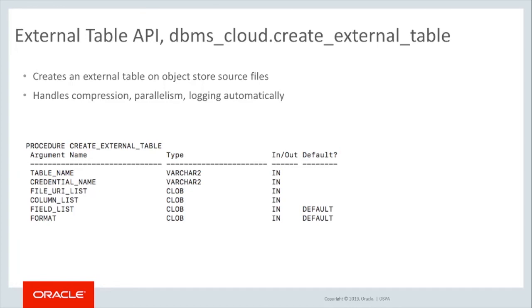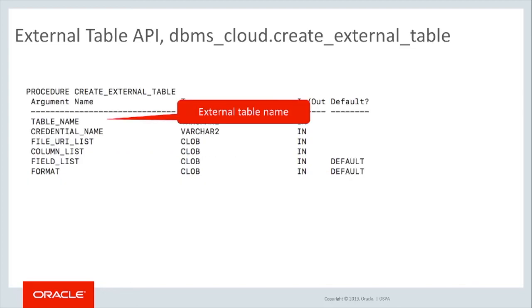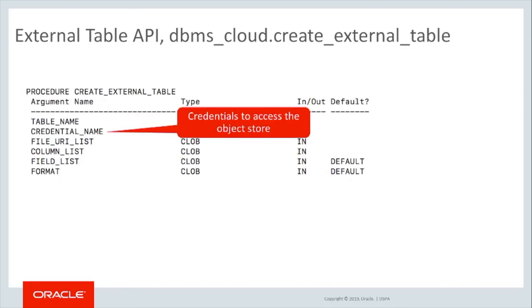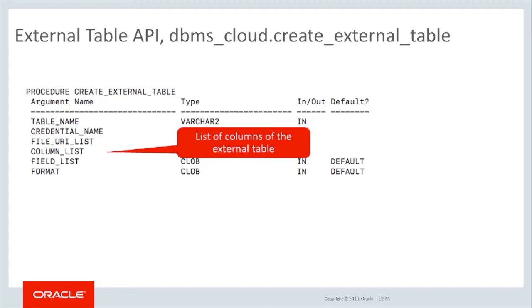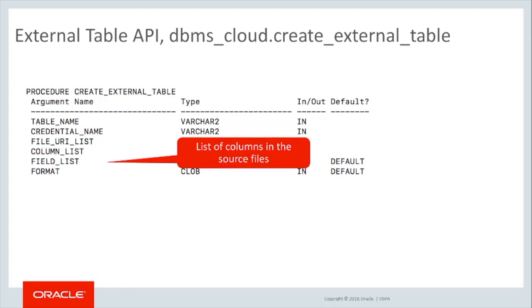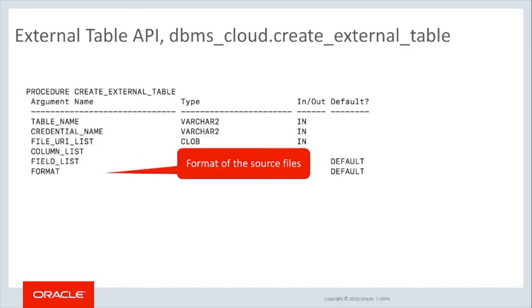DBMS_CLOUD.CREATE_EXTERNAL_TABLE creates an external table on objects stored and handles compression, parallelism, and logging automatically. Several parameters need to be defined to use this functionality. Let's see this in more detail. The external table name defined in the database. You will need a defined credential name as discussed previously. You will need the file URI list as defined before. You will need to list the columns in the external table. This is the list of columns in the source files and the format of the source files.